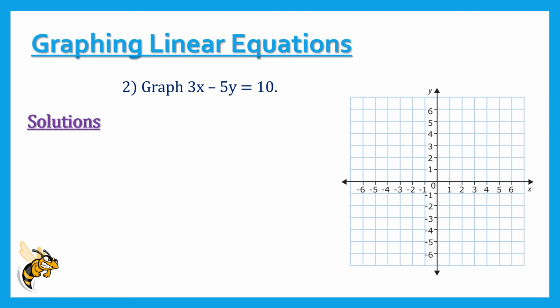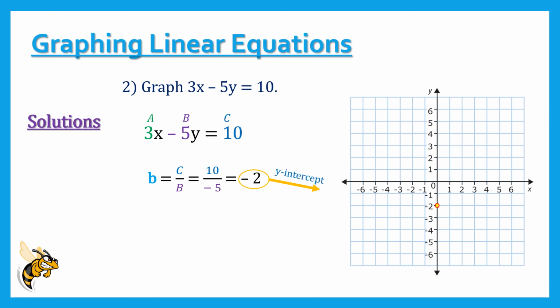Graph 3x minus 5y equals 10. I'm going to use the second method I taught early on in the video, where b is equal to c over b. So it's going to be 10 divided by negative 5, which is equal to negative 2. And that would be your y-intercept, which goes straight to your y-axis.